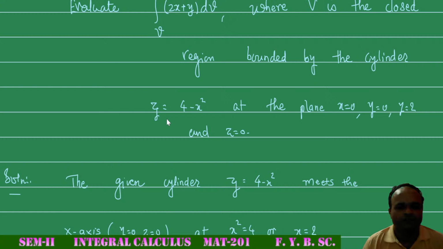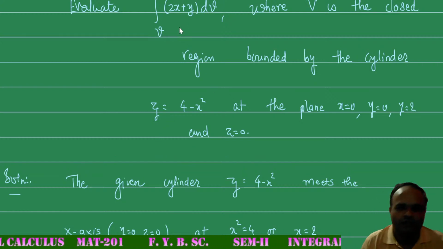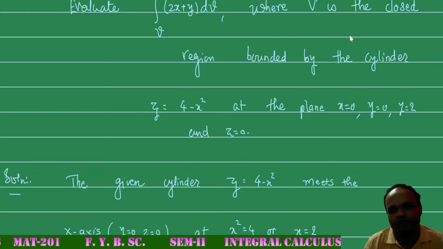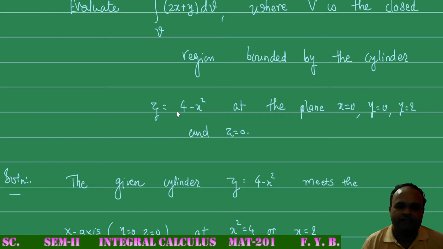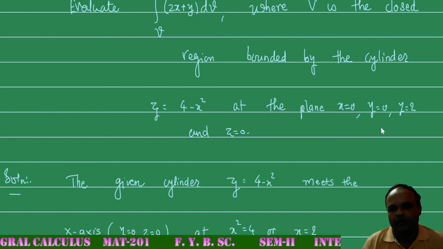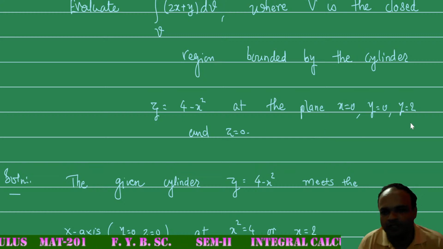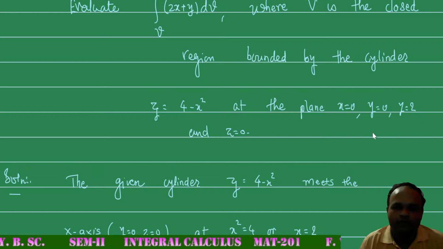So again, there is one illustrated example for volume integral. Evaluate the volume integral of (2x plus y) dv, where v is the closed region bounded by the cylinder z equal to 4 minus x square and the planes x equal to 0, y equal to 0, y equal to 2, and z equal to 0.